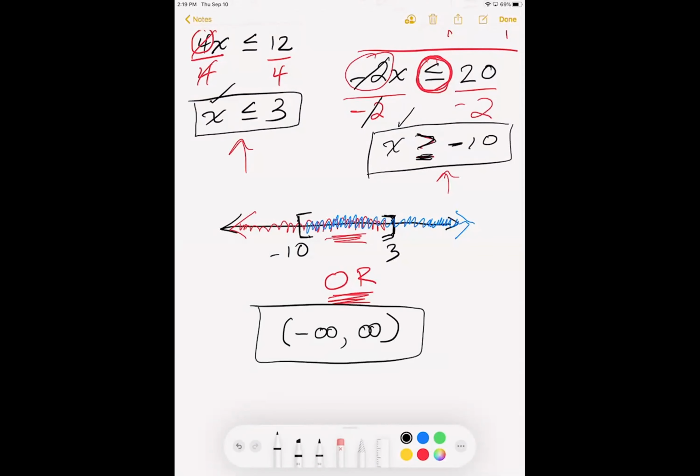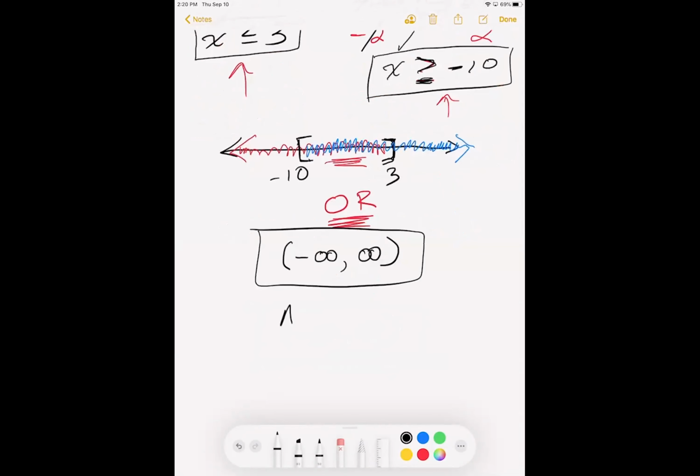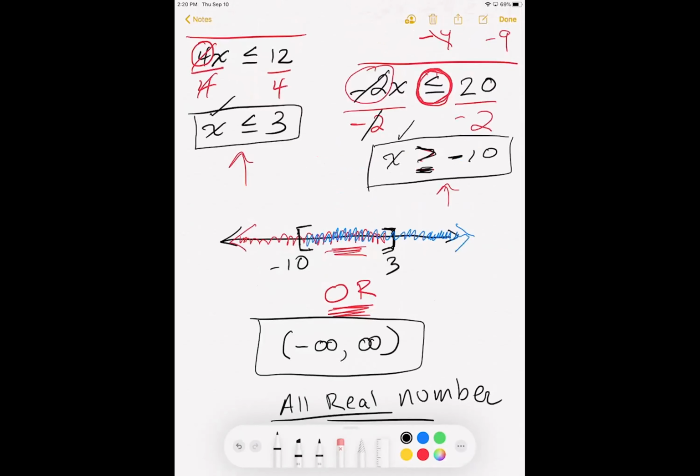problem, all real numbers. Meaning no matter what you choose, doesn't matter what number you come up with, it will be either bigger than -10 or smaller than 3. Doesn't matter what number you come up with, you will not be able to find something that doesn't fit that description.